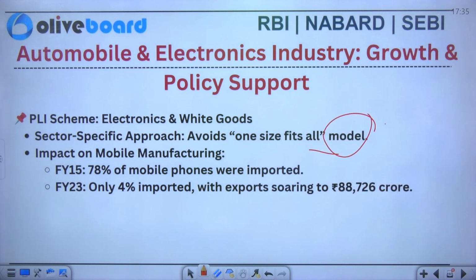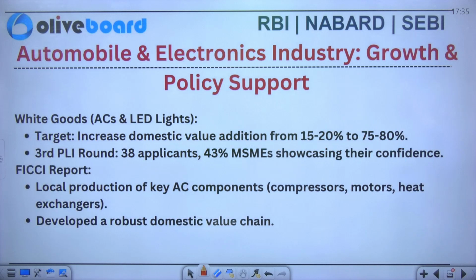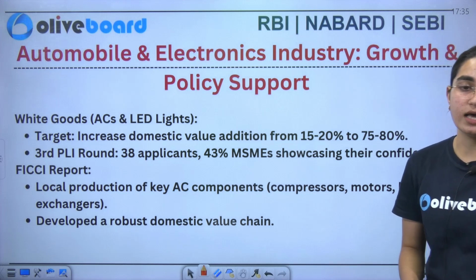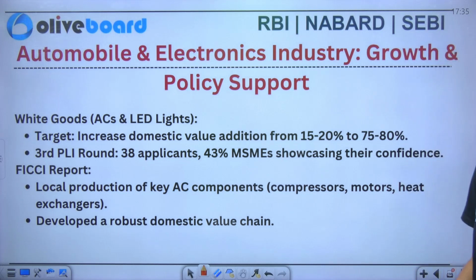Now what is the impact on mobile manufacturing? You can see that in 2023 only 4% is imported, while there is a surge in exports. White goods include ACs as well as LED lights. It has increased because domestic value addition has been done here.